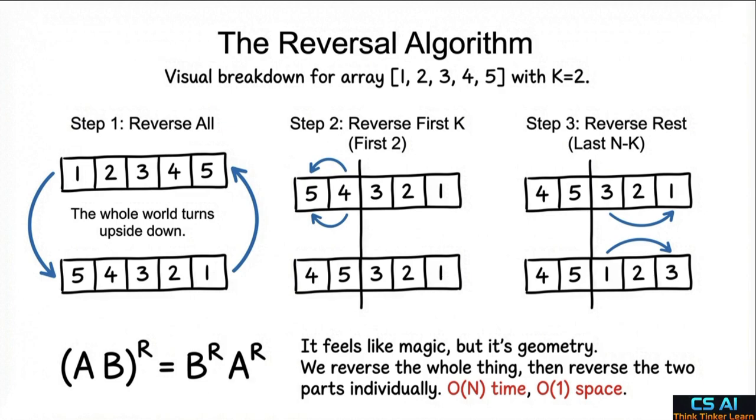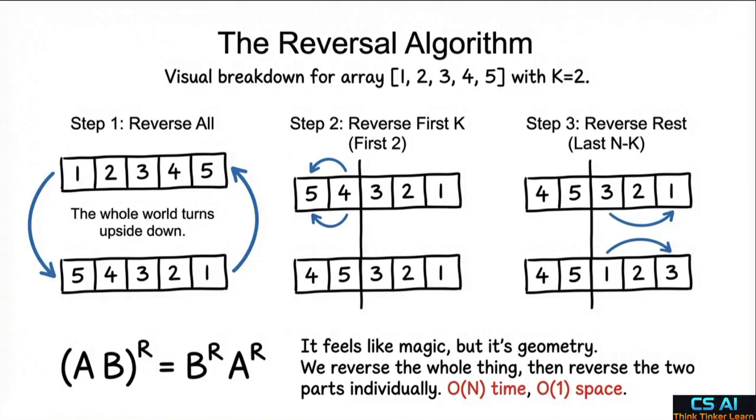Step 2 is reverse just the first k elements. 5, 4 becomes 4, 5. Now step 3 is reverse the remaining elements. 3, 2, 1 becomes 1, 2, 3. Look at the result: 4, 5, 1, 2, 3. It's perfectly rotated. The mathematical property is (AB)^R equals B^R A^R.